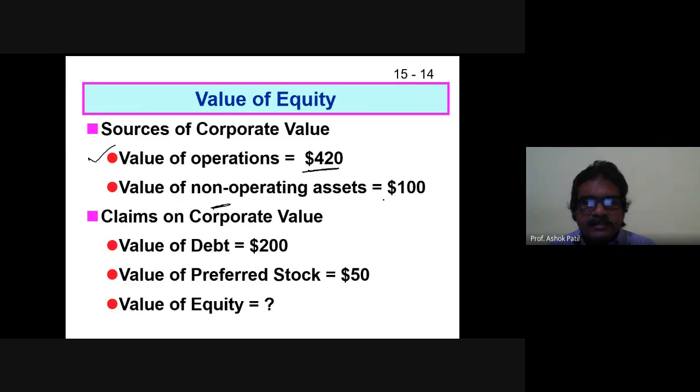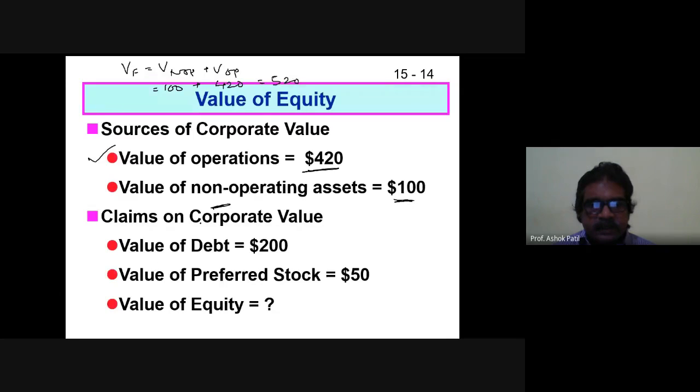Value of non-operating assets, we can see that was given to us, that is 100. So we are actually doing this. Value of the firm is equal to value of the non-operations plus value of the operations. So value of the non-operations is 100 and value of the operations is 420. So it is going to be 520.